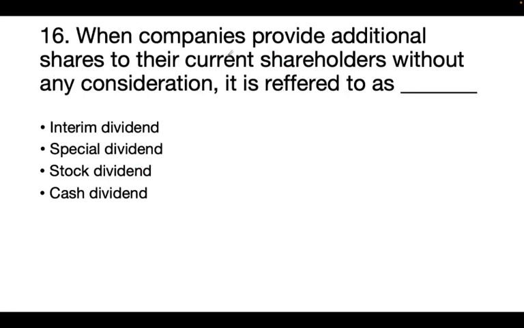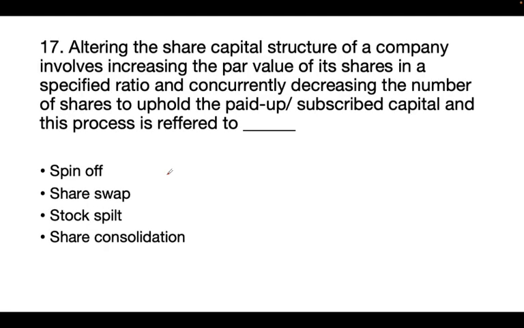Next question. When companies provide additional shares to their current shareholders without any consideration, it is referred to as interim dividend, special dividend, stock dividend, cash dividend. Answer is stock dividend. Next question.